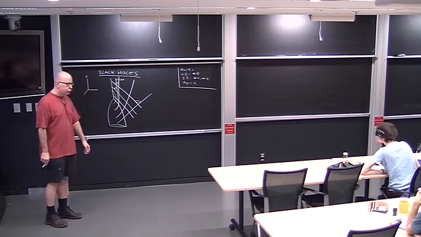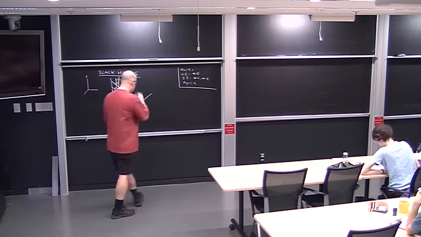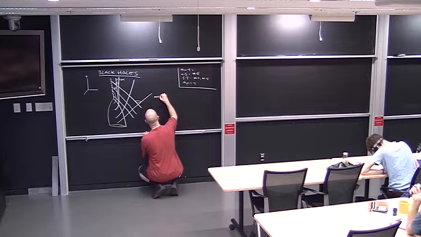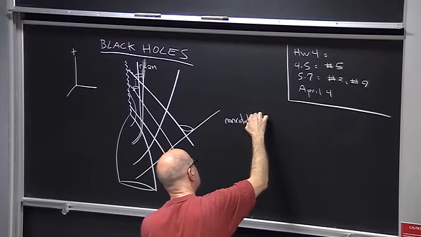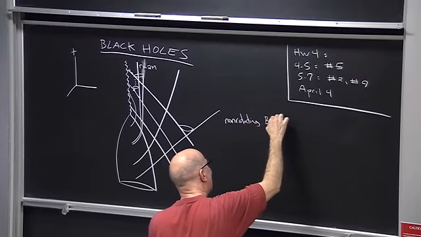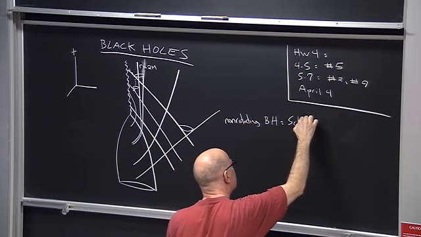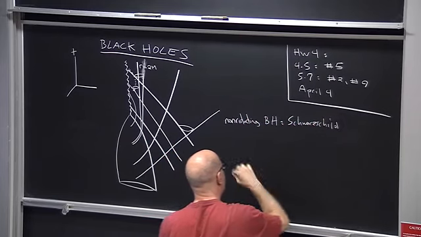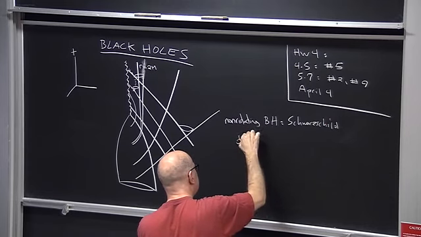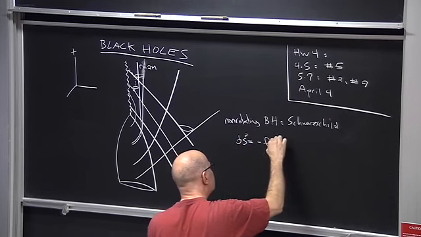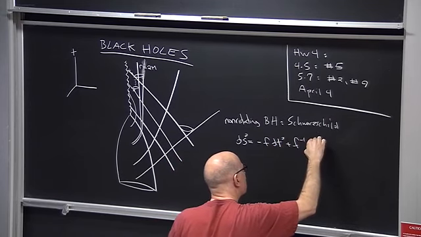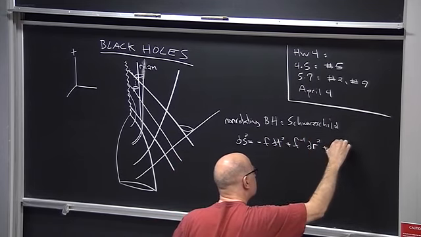So the prototypical black hole is the one that lives in spherical symmetry. So for a non-rotating black hole, we automatically have a Schwarzschild black hole described by the Schwarzschild solution. So that's probably the best known and simplest solution to the field equations. And I like to write it this way.